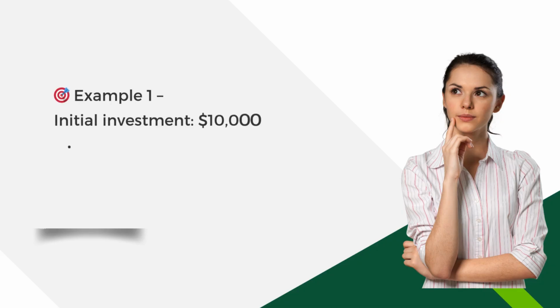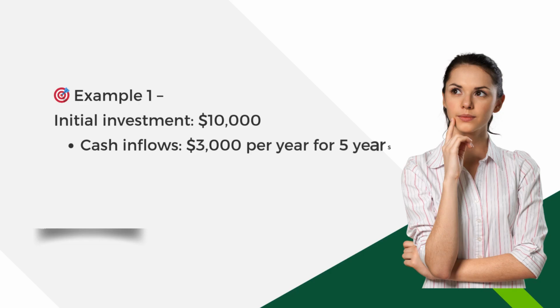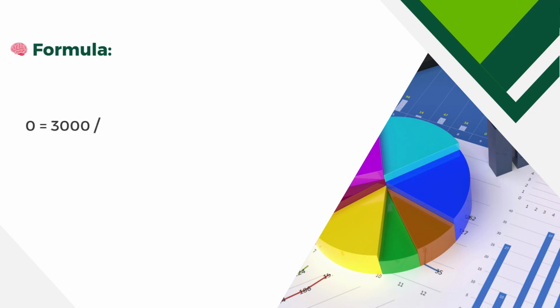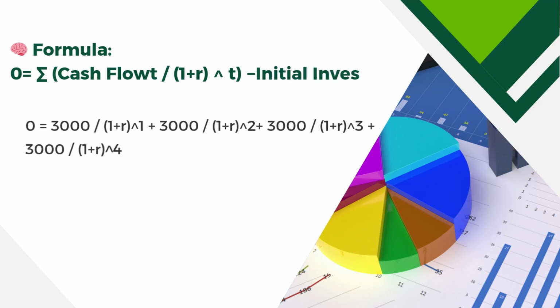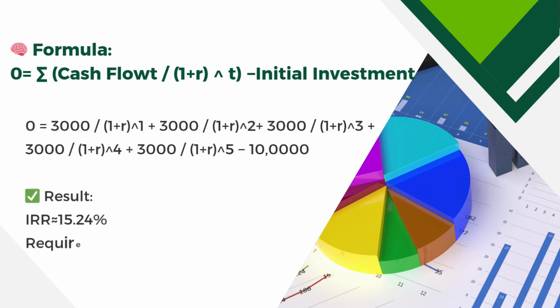Example 1. Initial investment, $10,000. Cash inflows, $3,000 per year for 5 years. Required return of 10%. We want to find the IRR, the rate that makes 0 equal 3,000 divided by (1 plus R) to the 1, plus 3,000 divided by (1 plus R) to the 2, plus 3,000 divided by (1 plus R) to the 3, plus 3,000 divided by (1 plus R) to the 4, plus 3,000 divided by (1 plus R) to the 5, minus 10,000. Result: IRR equals 15.24%. Since 15.24% is greater than your required return of 10%, this is a great investment.